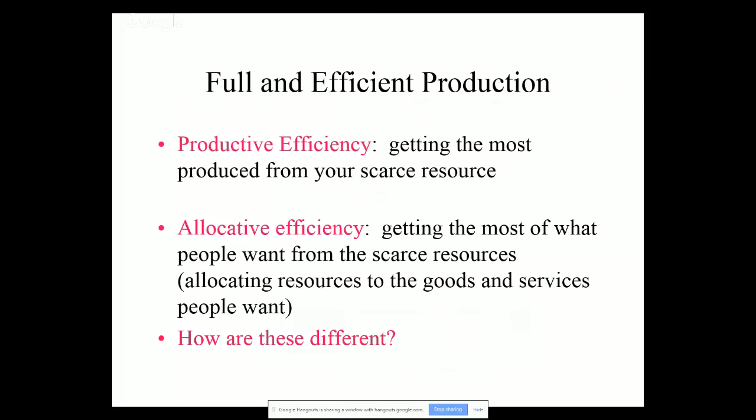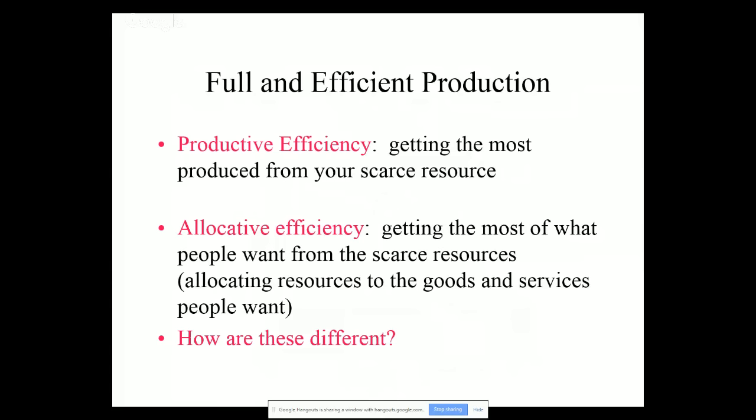So the first thing I want to talk about is the difference between productive efficiency and allocative efficiency. Productive efficiency means that you are getting the most produced from your scarce resources. So this means like you are the best widget producer in the world. You can make more widgets out of 1 ton of steel than any other widget producer in the world. You can produce more than anybody else from the same amount of resources. That would be productive efficiency.